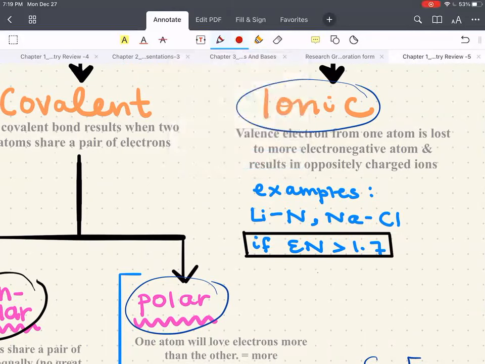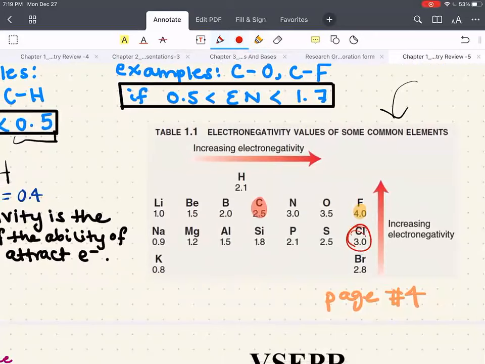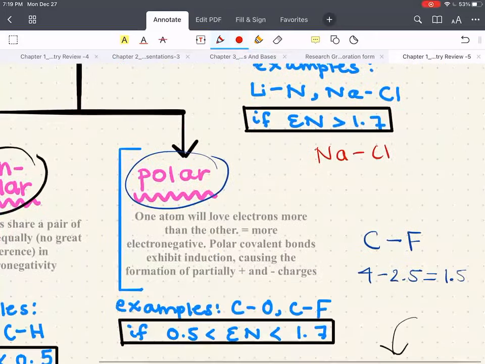So let's look at our example of sodium chloride. Chlorine has an electronegativity value of 3 and sodium of 0.9. So let's take that difference. 3 minus 0.9 equals 2.1. That is greater than 1.7. Therefore, sodium chloride is an ionic bond. The bond between sodium and chlorine is an ionic bond.